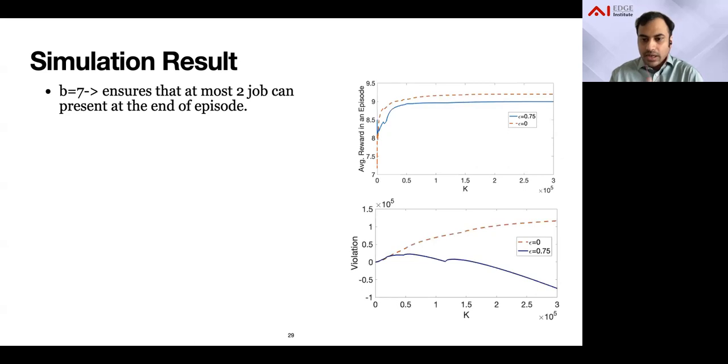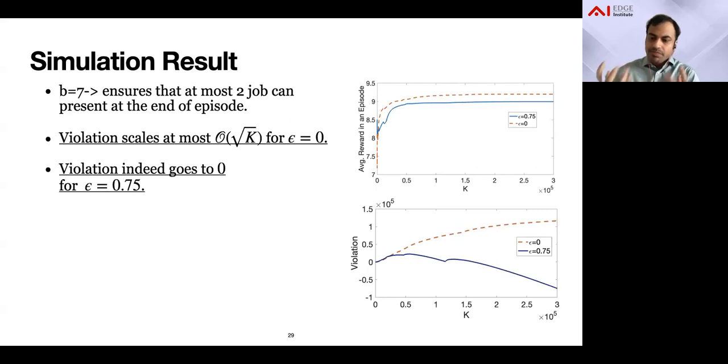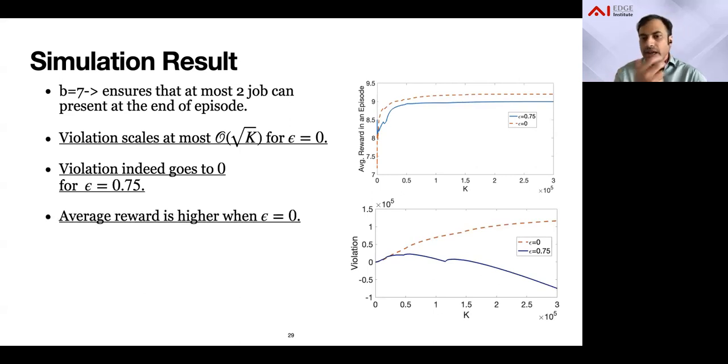Now, if you see the result, if you have this epsilon equal to 0, the violation scales at most as square root of K. But as I mentioned, you can also play around with this epsilon. You can shrink your envelope, believing that you are solving a tighter optimization problem. Then you can see this violation indeed goes to 0. Obviously, the average reward will be smaller when you have higher epsilon. But that is expected.